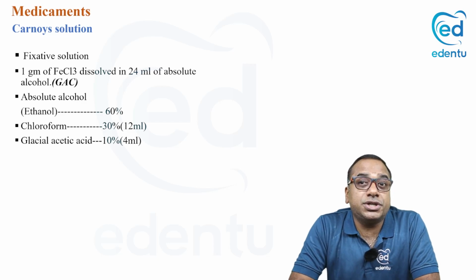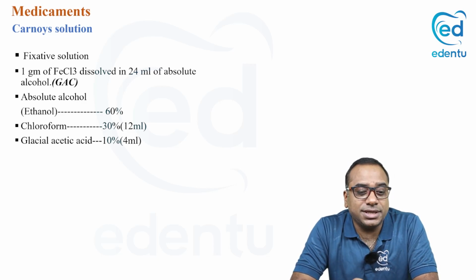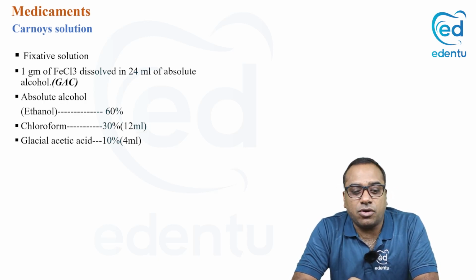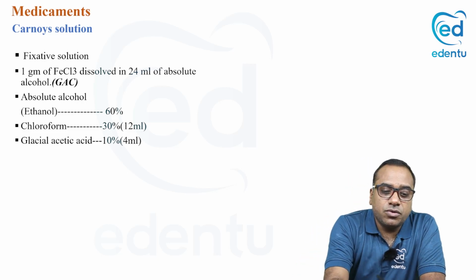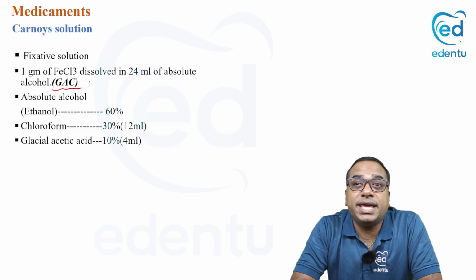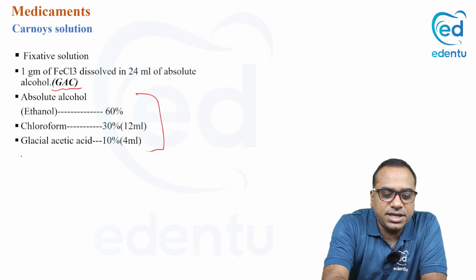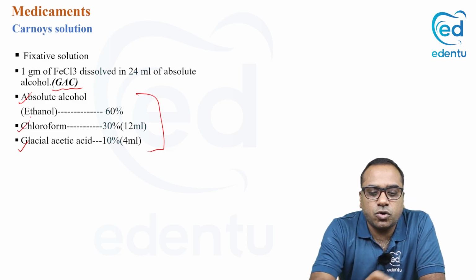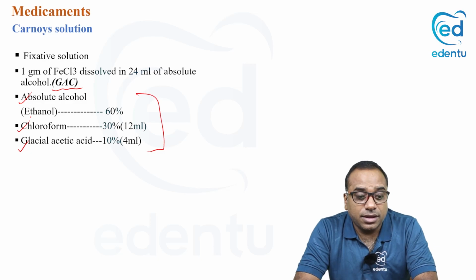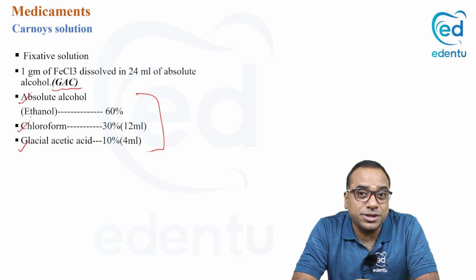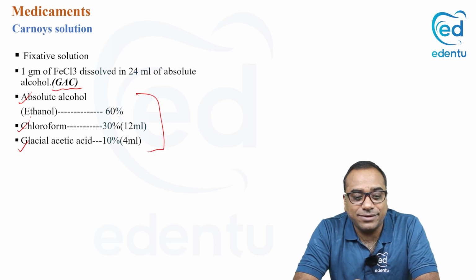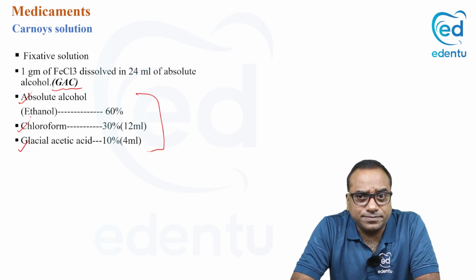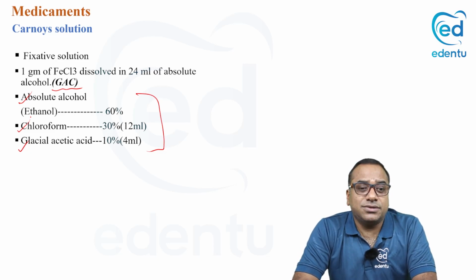So what is the composition of this? Composition is 1 gram of ferric chloride dissolved in 24 ml of absolute alcohol. So you can remember with the mnemonic GAC: G for glacial acetic acid, A for absolute alcohol, that is ethanol, and C for chloroform. The percentage composition is also there on your screen. So Carnoy solution is a fixative solution.